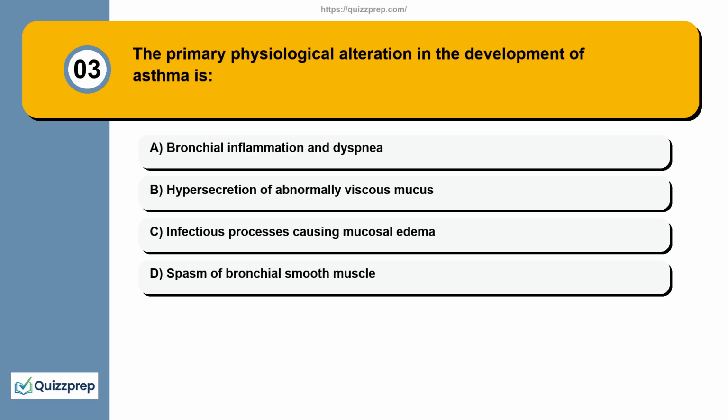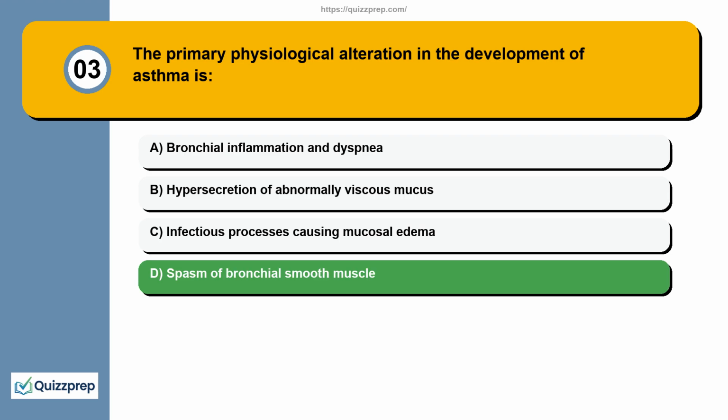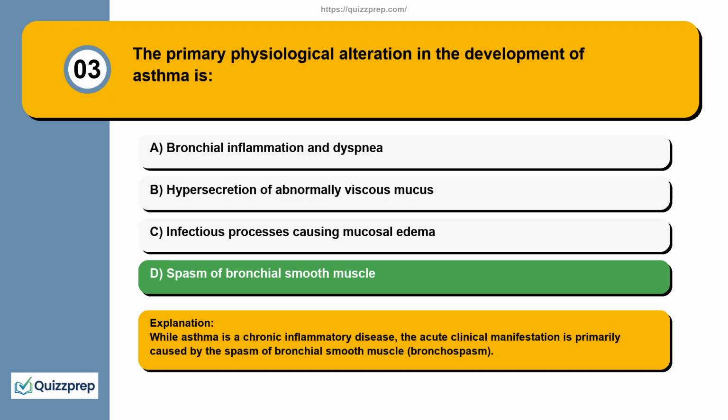Question 3. The primary physiological alteration in the development of asthma is bronchial inflammation and dyspnea, hypersecretion of abnormally viscous mucus, infectious processes causing mucosal edema, spasm of bronchial smooth muscle. While asthma is a chronic inflammatory disease, the acute clinical manifestation is primarily caused by the spasm of bronchial smooth muscle, bronchospasm.